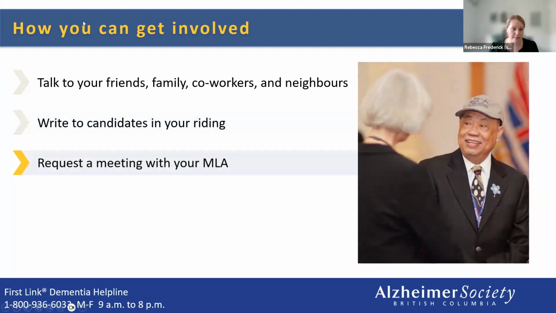You can also request a meeting with your MLA. This is a good opportunity to share your experience of dementia and ask for specific things. Your specific ask will vary depending on what you are facing at that particular time. But these meetings are an opportunity for you to tell your story, ask questions, and really encourage them to consider how dementia is affecting their constituency.